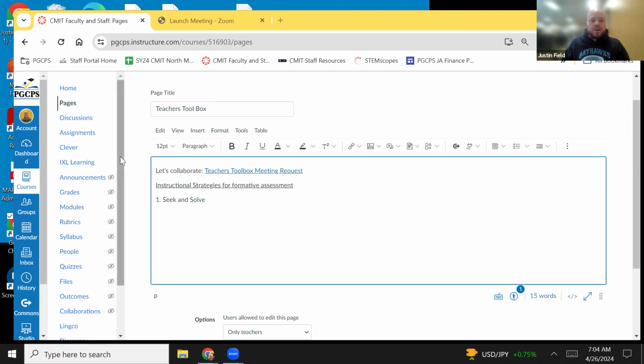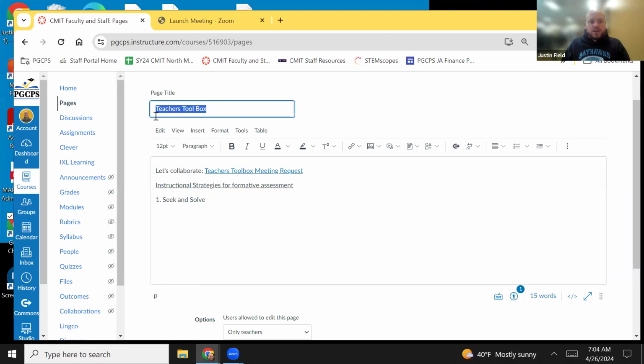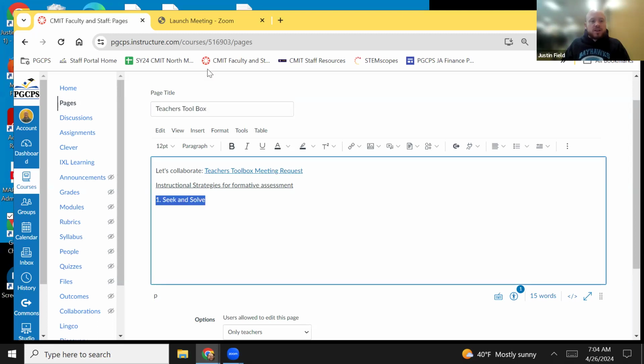So I wanted to build out our staff page, the teacher's toolbox. Currently, it says teacher's toolbox meeting request. So now when you click on it, it's going to take you to a page, and the meeting request will be at the top. So again, that is to meet with me or anybody. The boxes are lesson planning, classroom management, formative assessment, and so on. You can read that. Right now, I want to show you seek and solve.